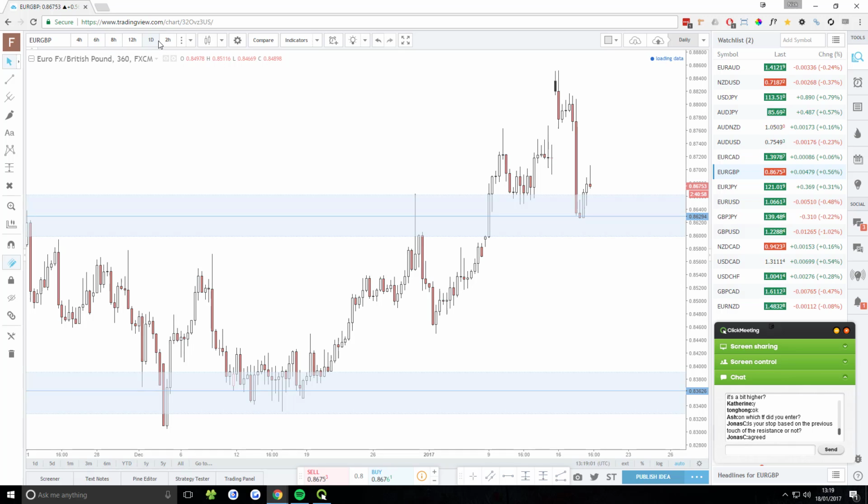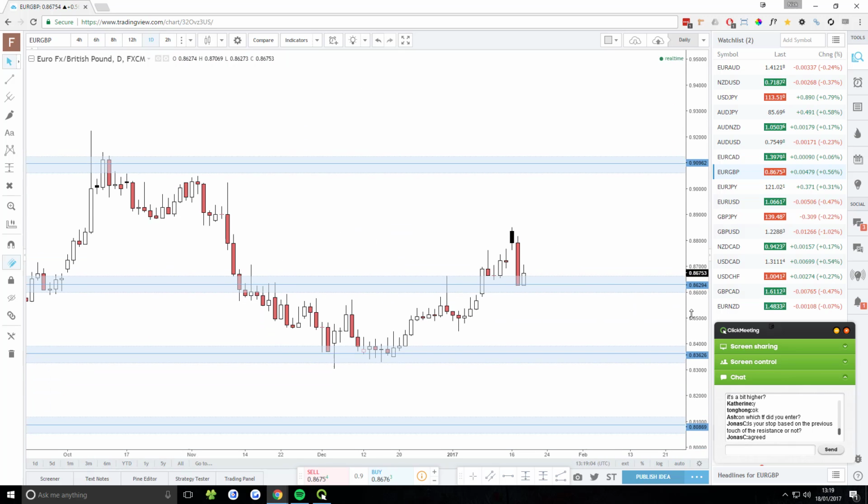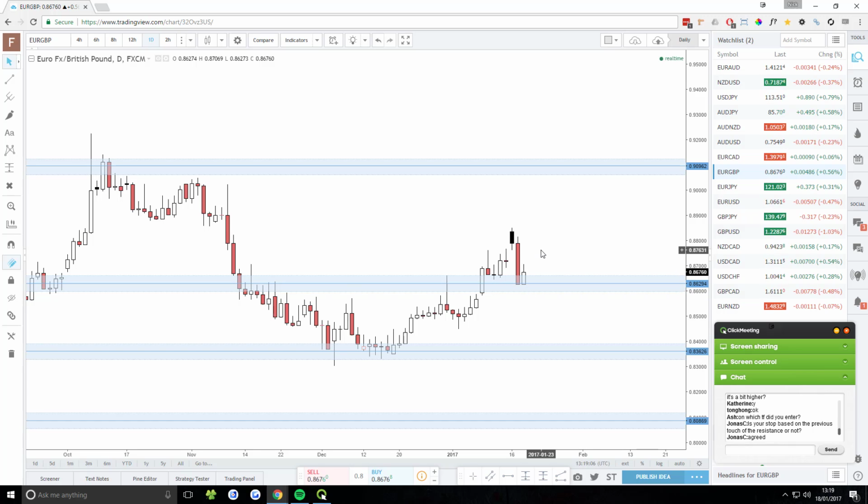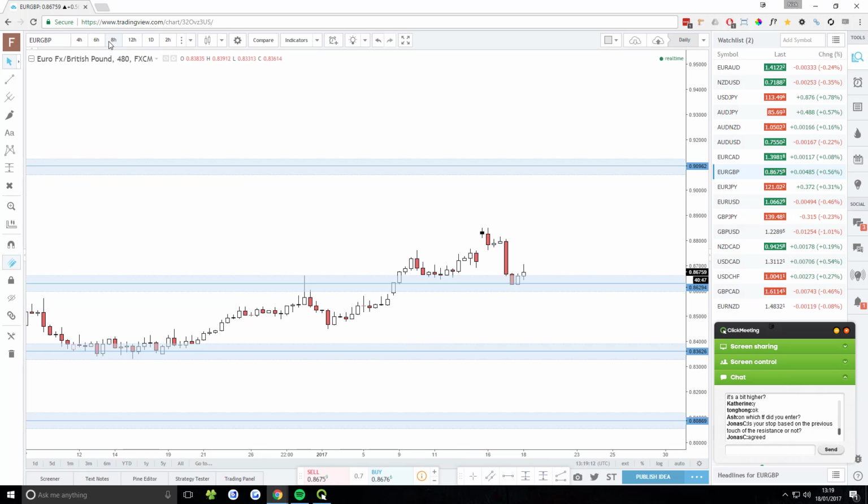Well, I kind of saw this coming yesterday. I'm not sure if we talked about it in the analysis. I think we may have. I talked about price coming down to this support area and potentially reversing. I'd have to look back on the analysis, but I think we spoke about this.